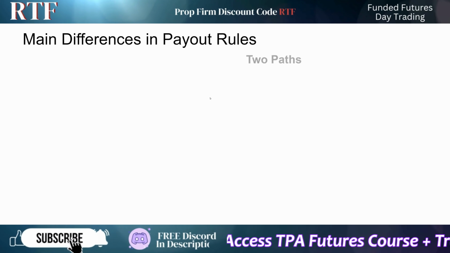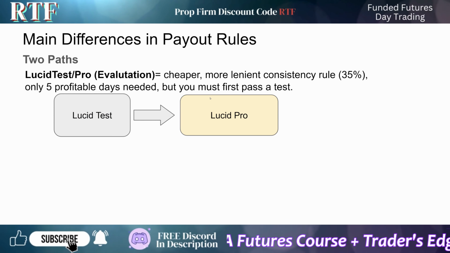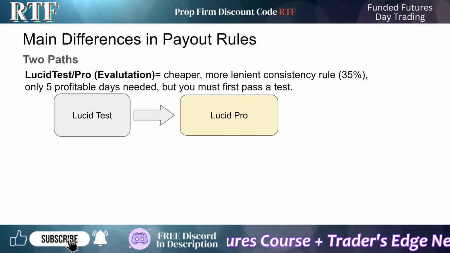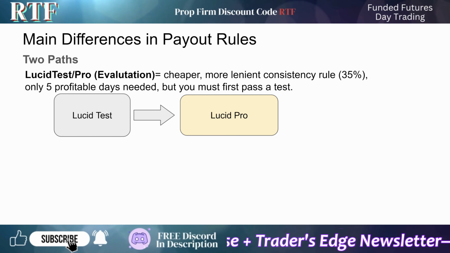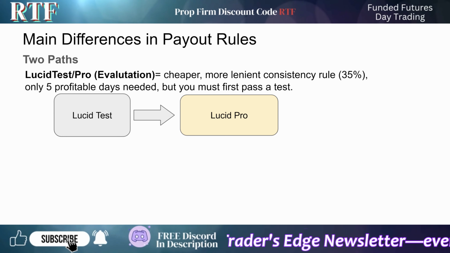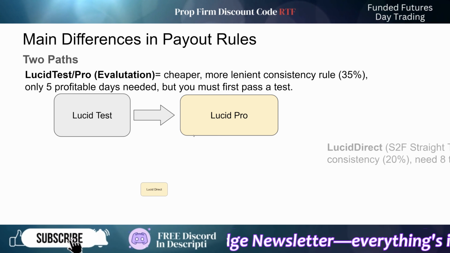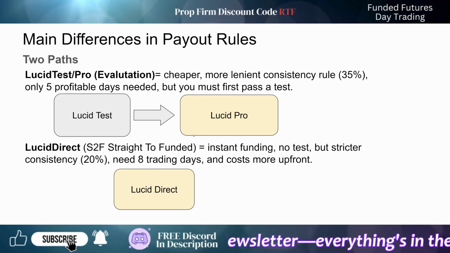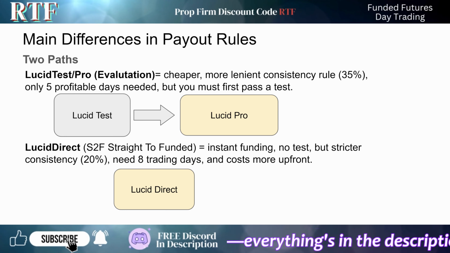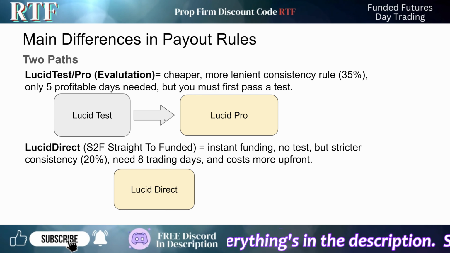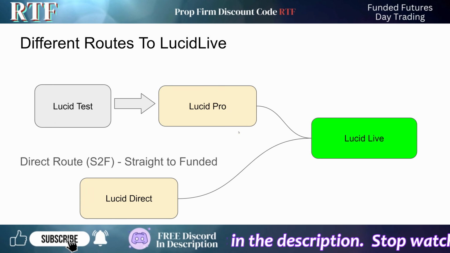Okay, good. So here's the main differences in the payout rules between those two paths. You've got the Lucid Test / Pro, which is the evaluation path, and that's cheaper, with a more lenient consistency rule, at 35%, and you only need 5 profitable days, but you must first pass a test to qualify for this account. And the second way, Lucid Direct, which is the straight to funded option, is instant funding. There is no test, but it's a stricter consistency rule at 20%. You need 8 days, and it costs more up front.